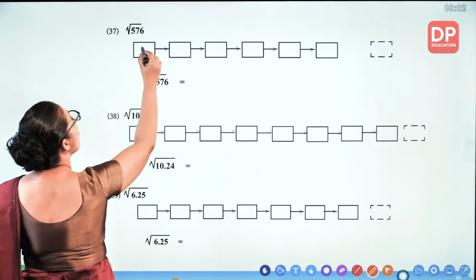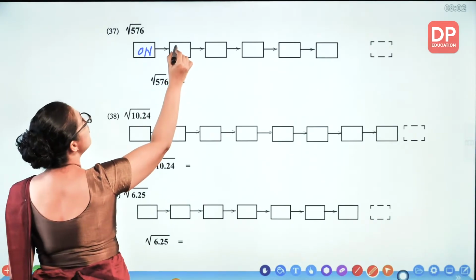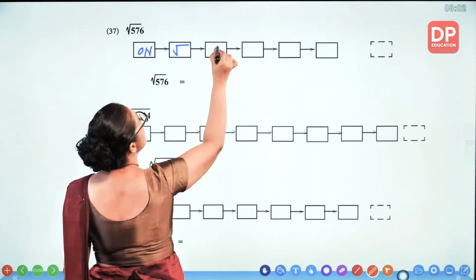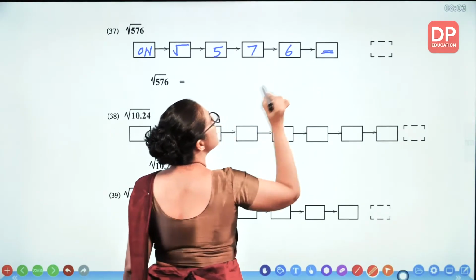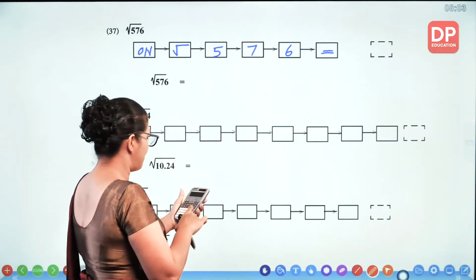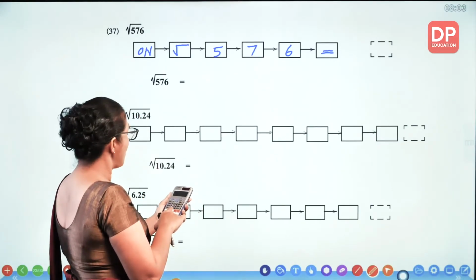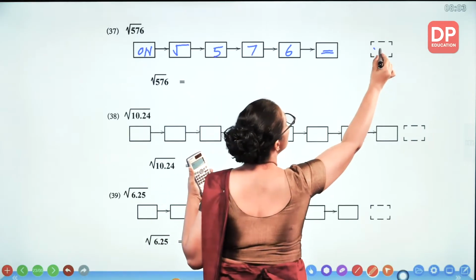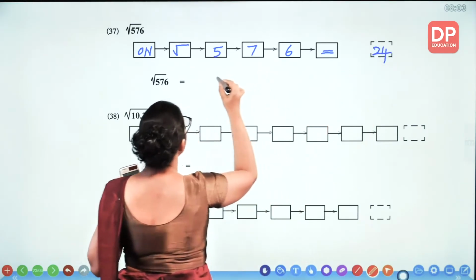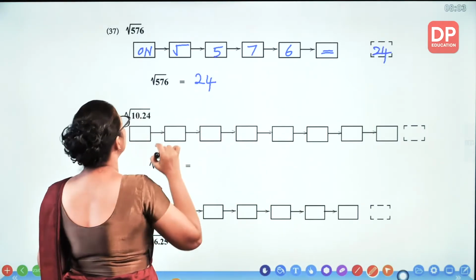576. So switch on, square root button first, 576 and then equal sign. Square root of 576 is 24. The answer is 24.